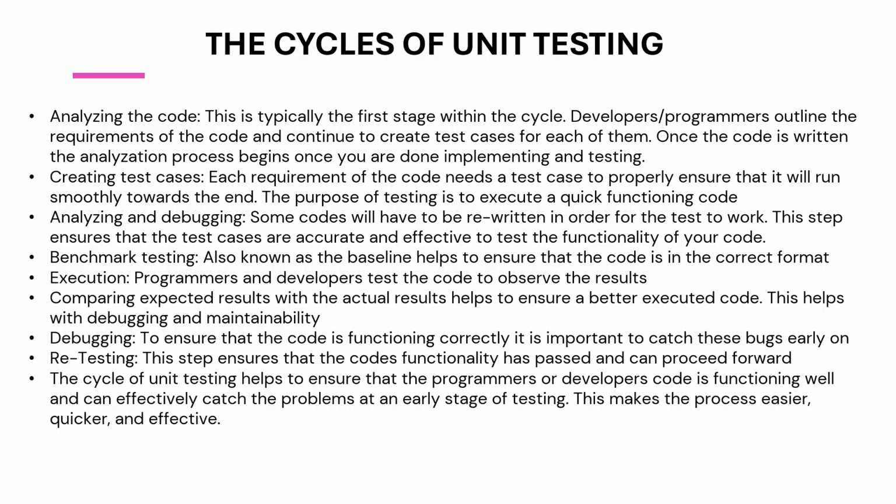The cycles of unit testing. Analyzing the code. This is typically the first stage within the cycle. Developers or programmers outline the requirements of the code and continue to create test cases for each of them. Once the code is written, the analyzation process begins, once you are done implementing and testing.